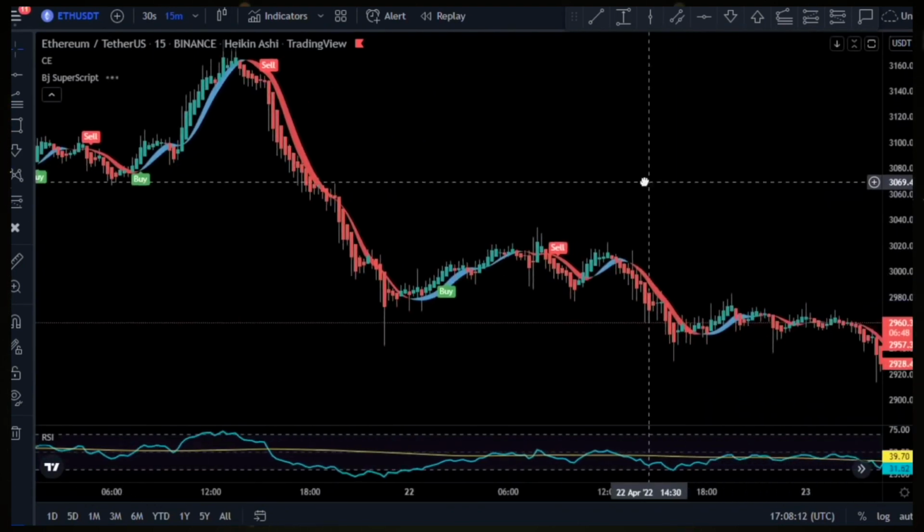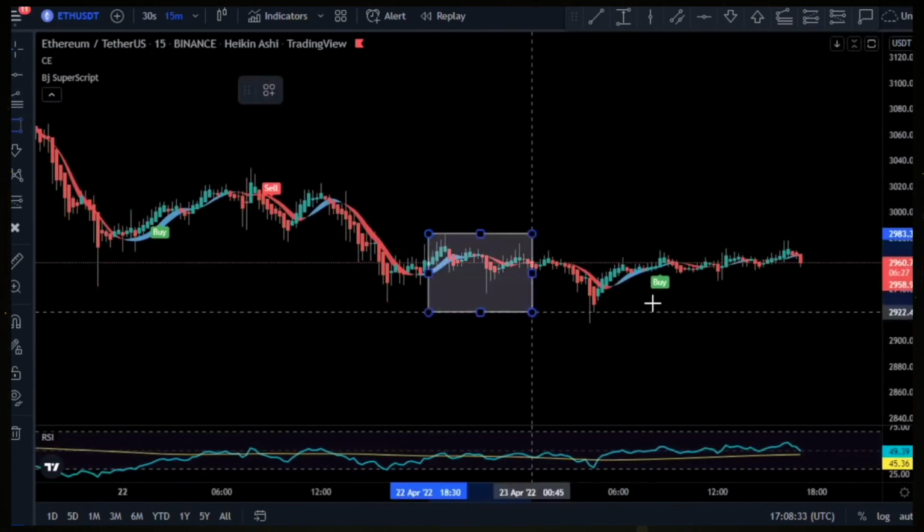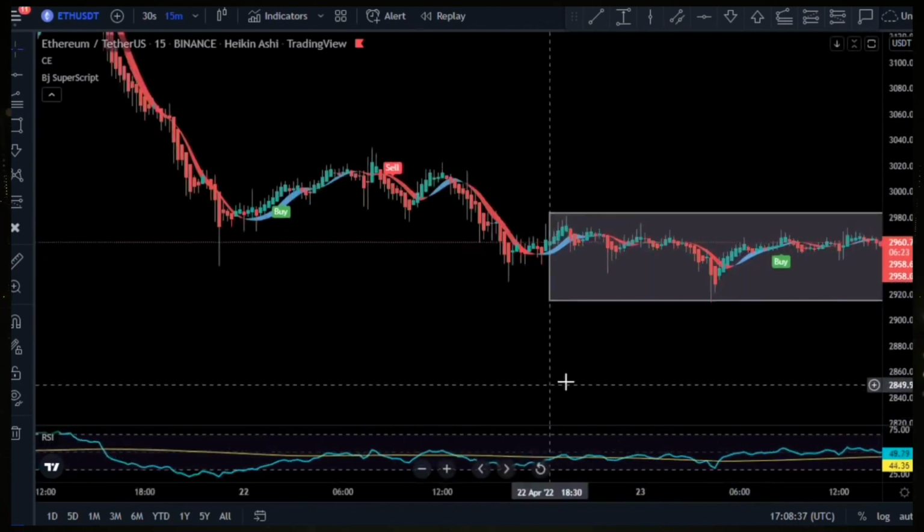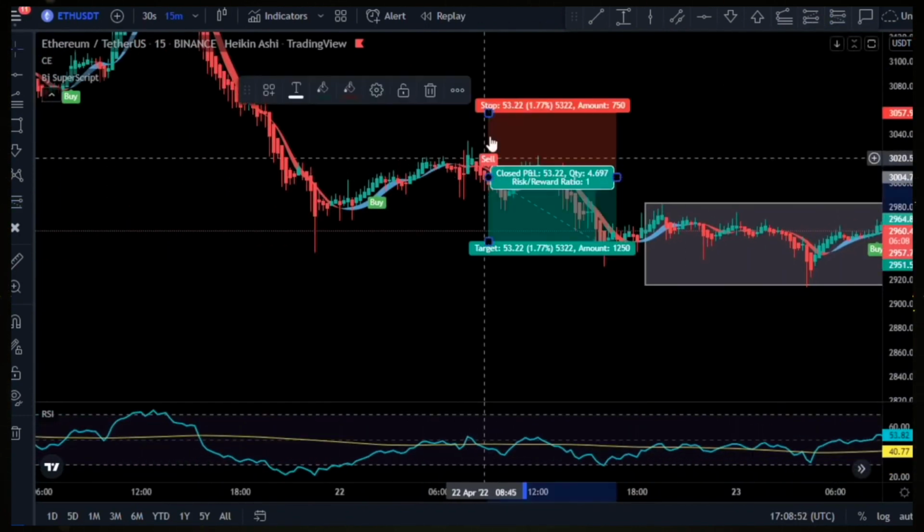As you can see, in the Ethereum chart, the price chart is in range mode and there is no signal in this region of the chart. We've reached the conclusion of this strategy.